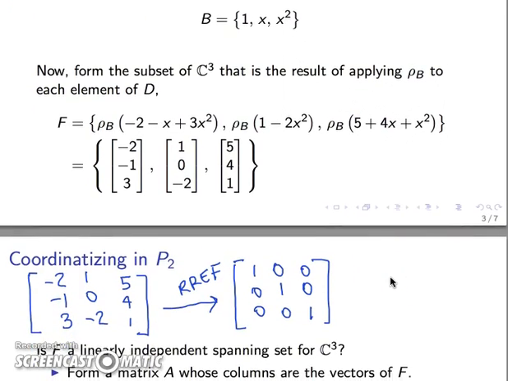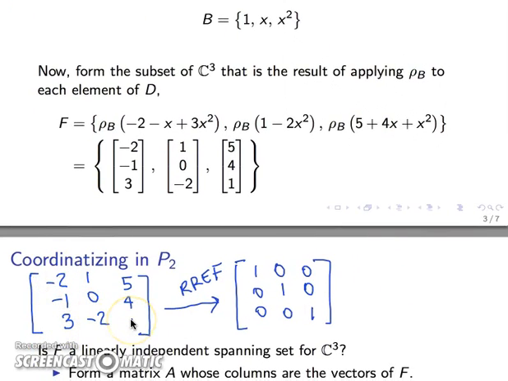This is something you should do by pausing this video lecture right now: form this augmented matrix and compute the RREF, and you will find that this matrix row reduces to the identity matrix, implying that this is a matrix with columns that are linearly independent. Therefore, F is a linearly independent set. In fact, F is also a basis for C3.